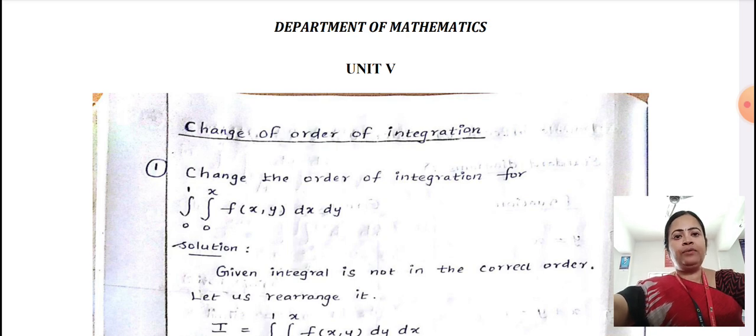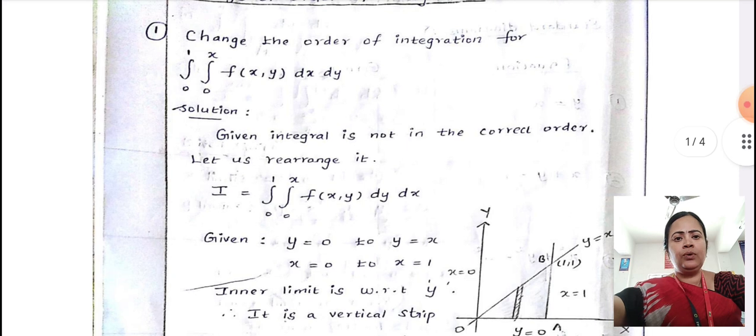Change the order of integration for integral 0 to 1, integral 0 to x, f of x comma y into dx dy. So first let us change the integral into the correct form, because our inner limit is with respect to x, which means the given limit is in the form of y. That is, if the inner limit is with respect to x, you have to integrate with respect to y. It is not in the correct form, so you have to rearrange it. So I equal to integral 0 to 1, integral 0 to x, f of x comma y into dy dx.